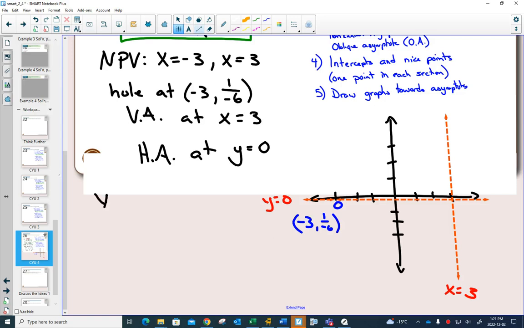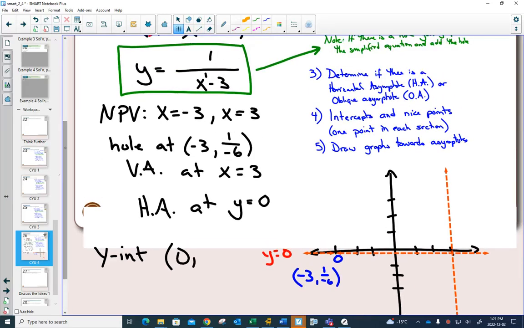So we go to our nice points. We always want to find our y-intercepts and our x-intercepts. Y-intercept is the easiest one. You plug in 0 for x. And in this situation, again, you're not going to the original equation. Now you're going to that equation in the green box. Plugging in 0 for x would give me 1 over negative 3. I can plot that point on my graph.